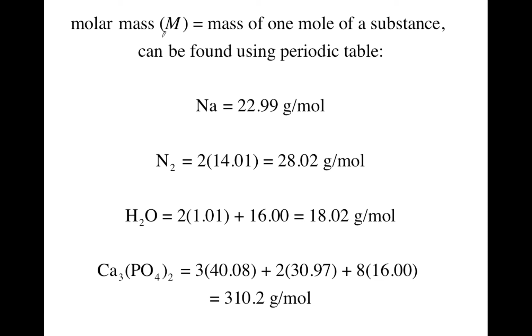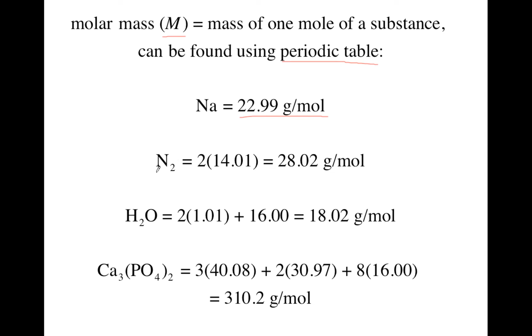The molar mass of a substance, which we'll abbreviate capital cursive M, is the mass of 1 mole of a substance, and you can find that value on the periodic table. So for the element sodium, Na, if you look in the box, it says 22.99, and that means there's 22.99 grams of sodium for every mole of sodium that you have.